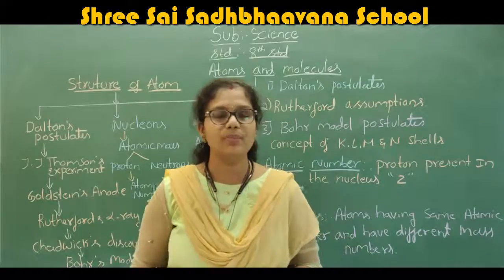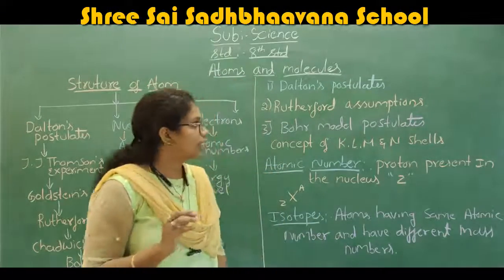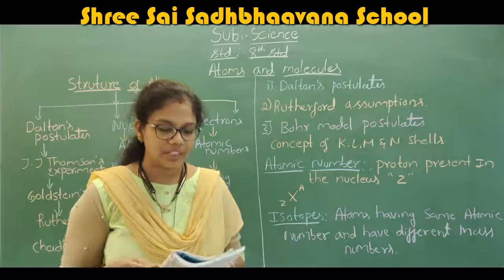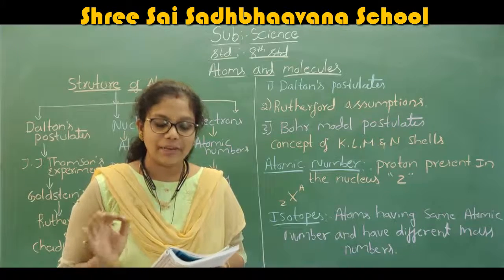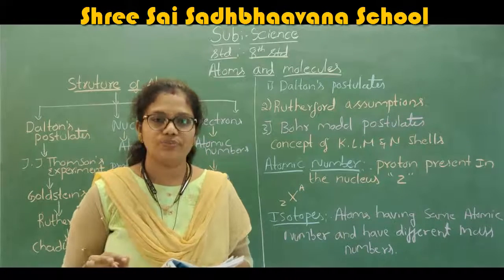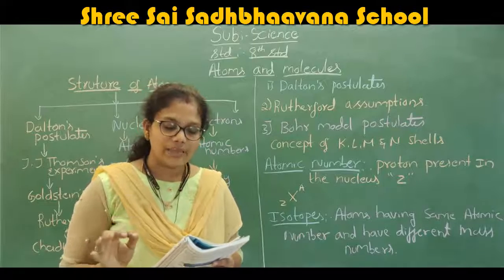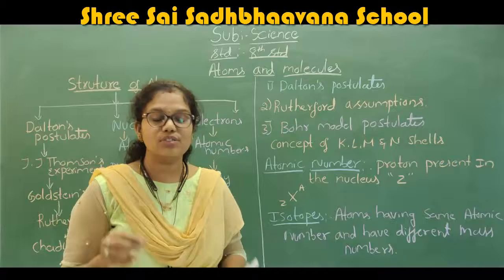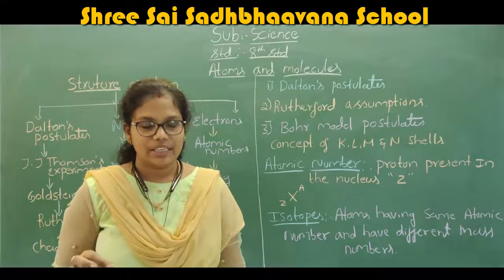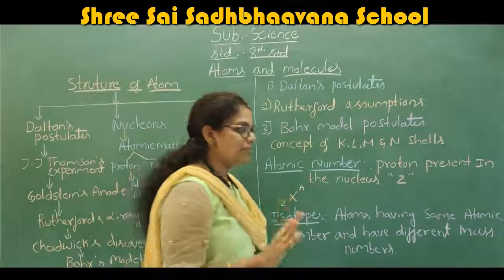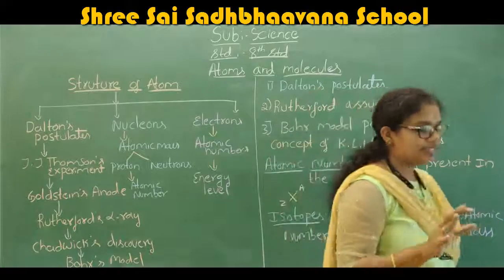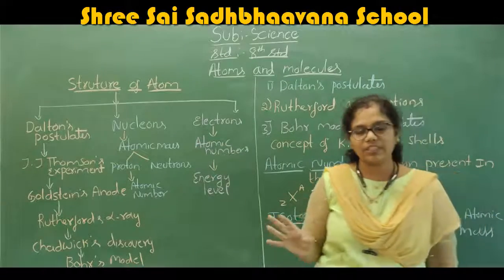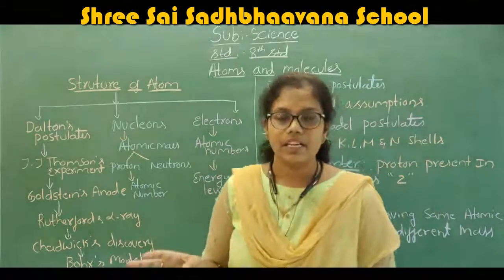After that, the fourth important point of Dalton's postulates is, atoms of an element combine in integral ratio with those of other elements to form a compound. That means, if the elements are combined, consider that hydrogen is combined with the oxygen.